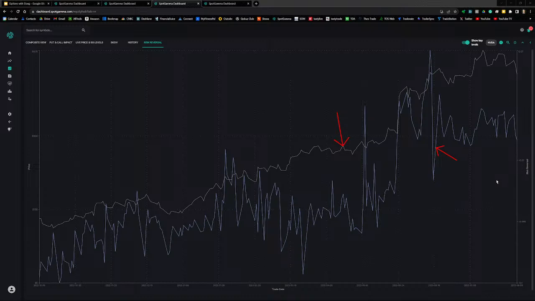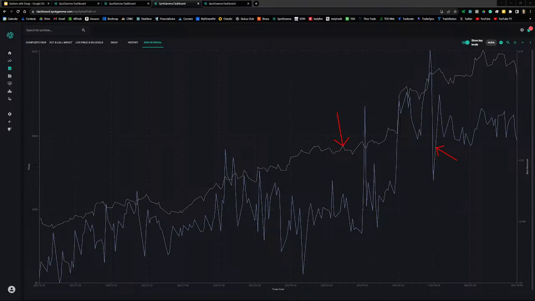an indication of demand. So when demand goes up, price goes up. That's the case with anything in the world. Demand goes up, price goes up, and thus implied volatility goes up for options.